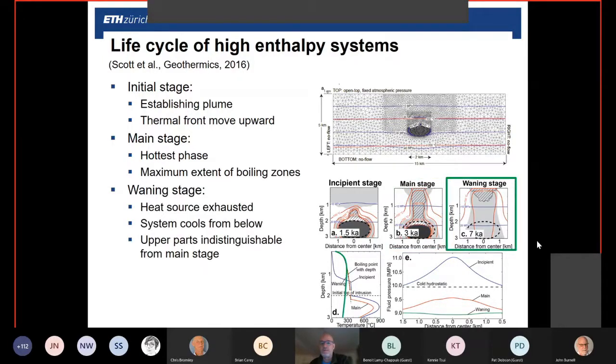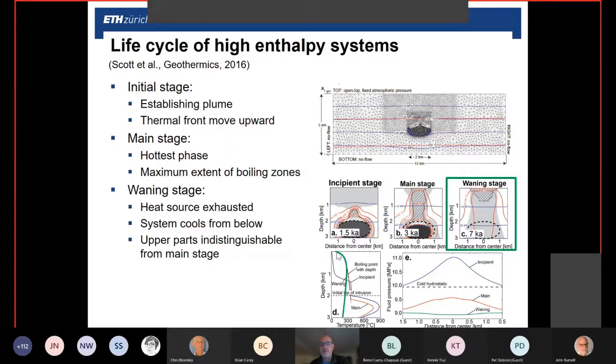So what happens now, you're in the waning stage, there is no magma body there that is molten. And actually, the rock on top has been heated by the previous stages, and now you start cooling from below. So instead of having the boiling curve down here increasing in temperature with depth, you now have this inverse shape in the deeper parts, while the upper part can still be boiling. Okay, so this upper part can be boiling, and it is indistinguishable from the stage where you still have the magma body.